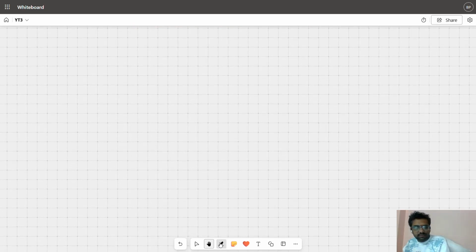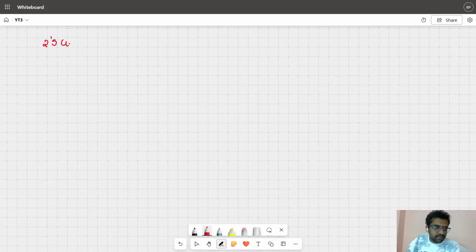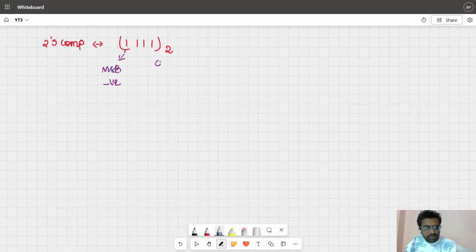So let us consider the first example, where the 2's complement representation is 1, 1, 1, 1 to the base of 2. Here the 1 is the MSB, which states it's a negative number. To find out the 2's complement, it will be 0, 0, 0, 0, and I'm going to add 1, which leads to 0, 0, 0, 1. So here the magnitude is 1 and it is negative. So this is minus 1 to the base of 10.